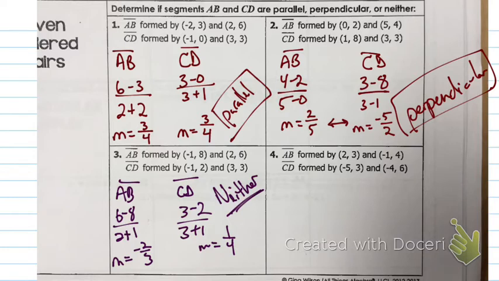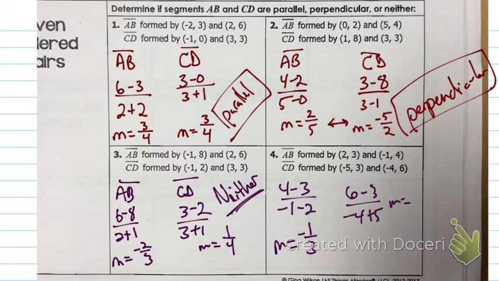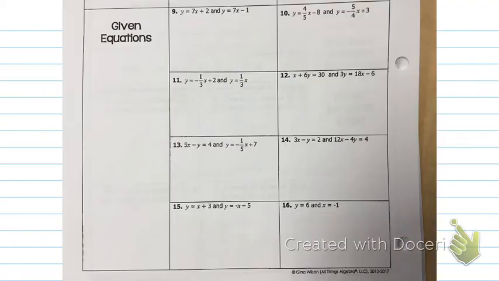And for 4, I got a 4 minus 3 over negative 1 minus 2 for a slope of negative 1/3. For CD, I've got a 6 minus 3 over negative 4 plus 5 for a slope of 3, which would be perpendicular.